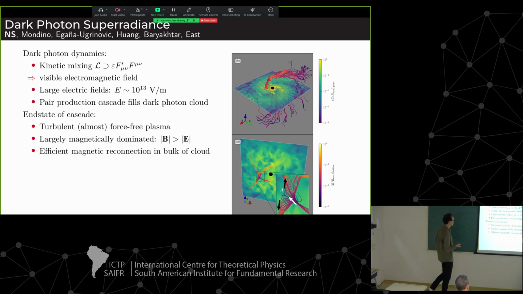I don't know if you're familiar with plasma physics, but this is largely magnetically dominated. By largely I mean that in some regions it's not magnetically dominated, which means that you have efficient magnetic reconnection. What does magnetic reconnection mean? Basically it means that the field lines of the magnetic fields can change their connectivity. So you have two loops and you can turn two loops into one loop. And this happens at these reconnection sites.